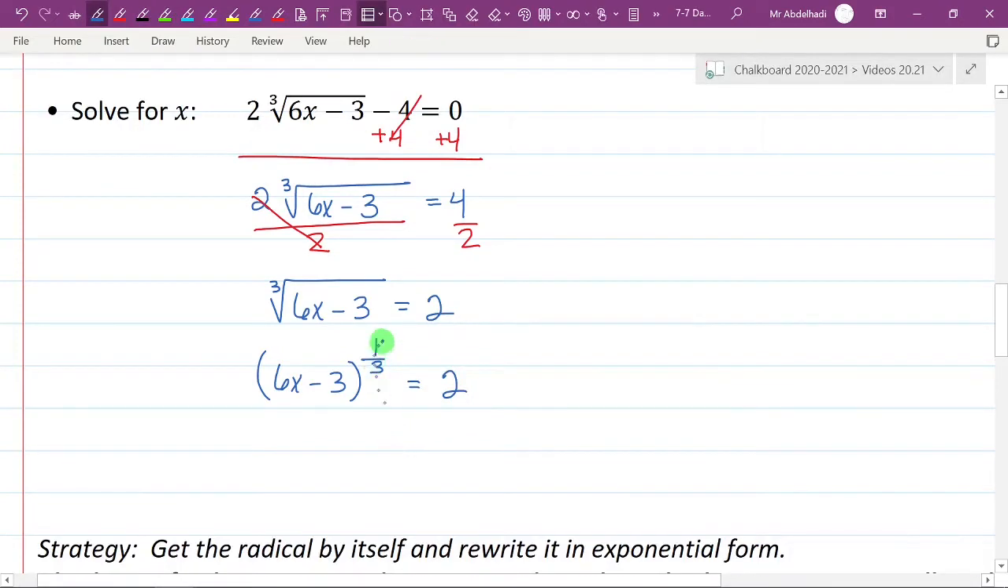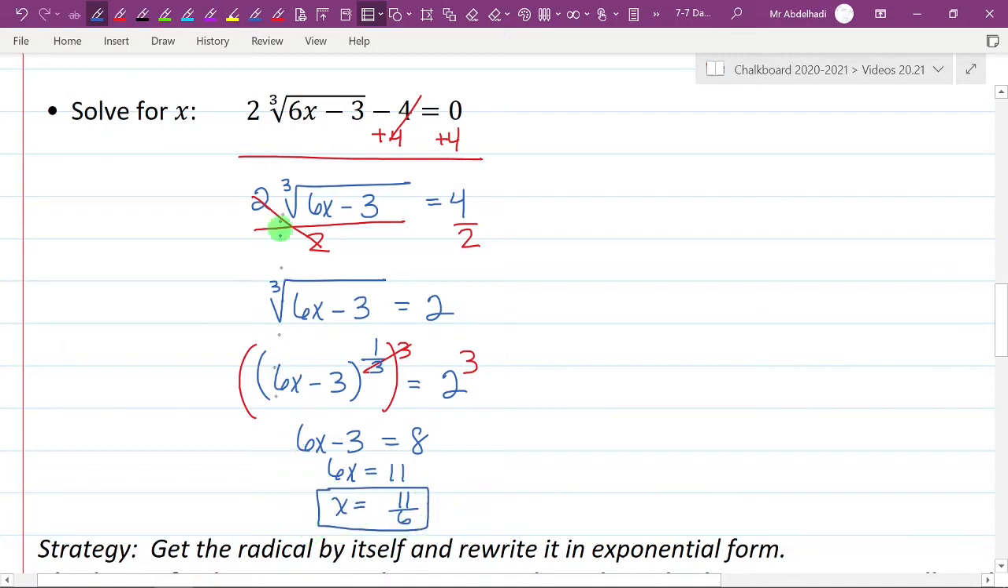But now we know we can get rid of this 1/3 power if we use the multiplicative inverse of 1/3, which is 3, on both sides. That cancels out that, and we have 6x minus 3 on the left. 2 times 2 times 2 is 8 on the right, and now you have a very simple algebra 1 problem. Add 3 to both sides, 6x equals 11. Divide both sides by 6, you have 11 over 6 as your answer.